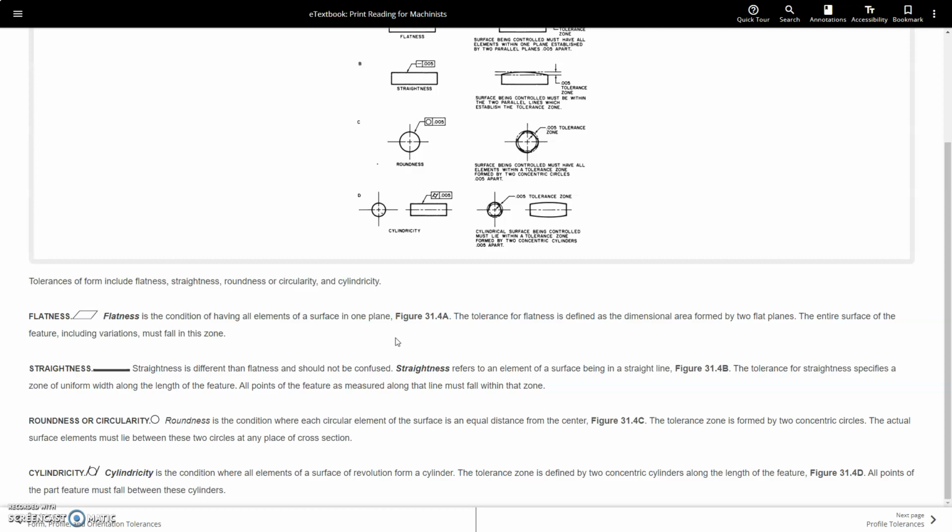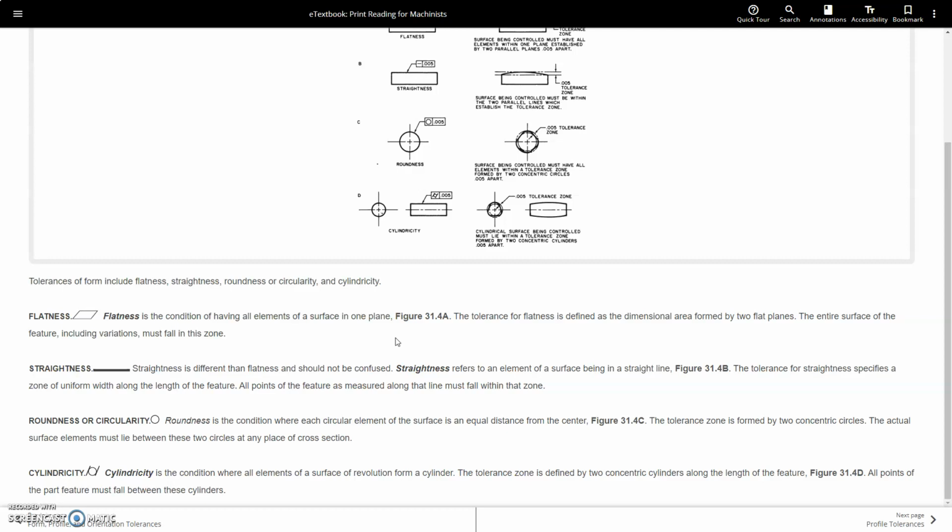So roundness or cylindricity. Roundness is a condition where each circular element of each surface is at an equal distance from the center. Figure 31.4c, the tolerance zone is formed by two concentric circles. The actual surface elements must lie between these two circles at any place of the cross section. Then you've got cylindricity, or however you say it, which is the condition where the elements of a surface of revolution form a cylinder.